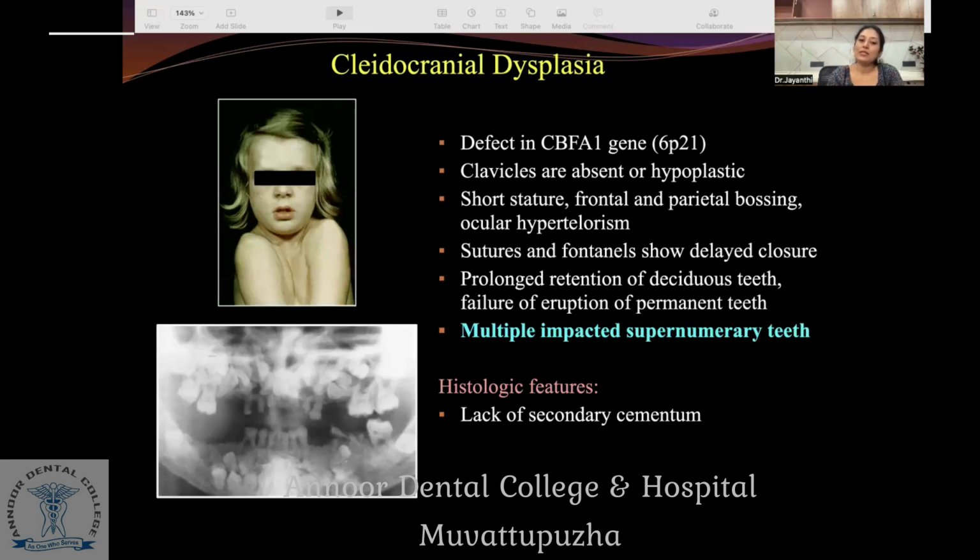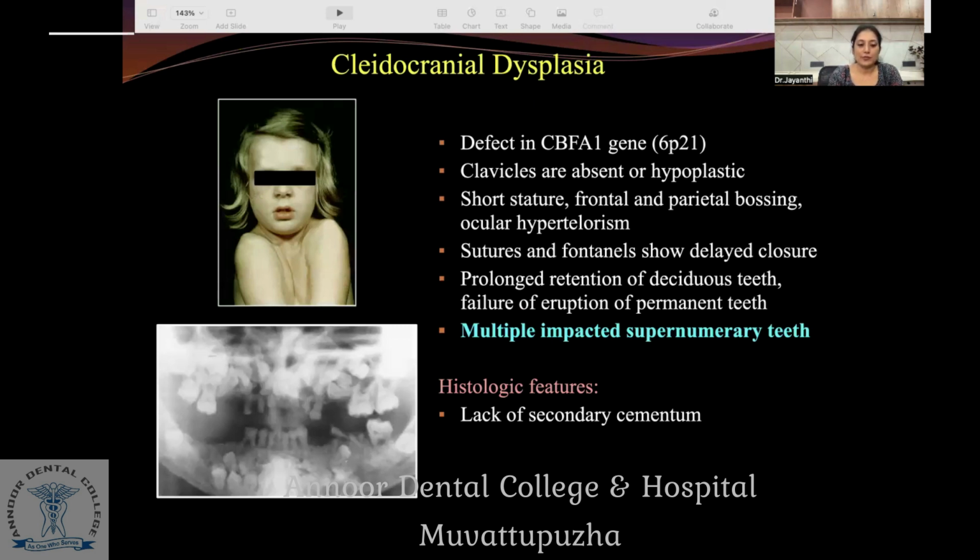And what is happening to the skull? In the skull, the sutures have delayed closure. Now, this is a very important feature because the fontanelles, anterior and posterior, as well as the sutures, there is a particular time when they will fuse and bone maturity will occur. But in patients with cleidocranial dysplasia, that is getting delayed. Okay. And when you come to the oral cavity, there will be prolonged retention of deciduous teeth and the permanent teeth will not erupt at the right time.